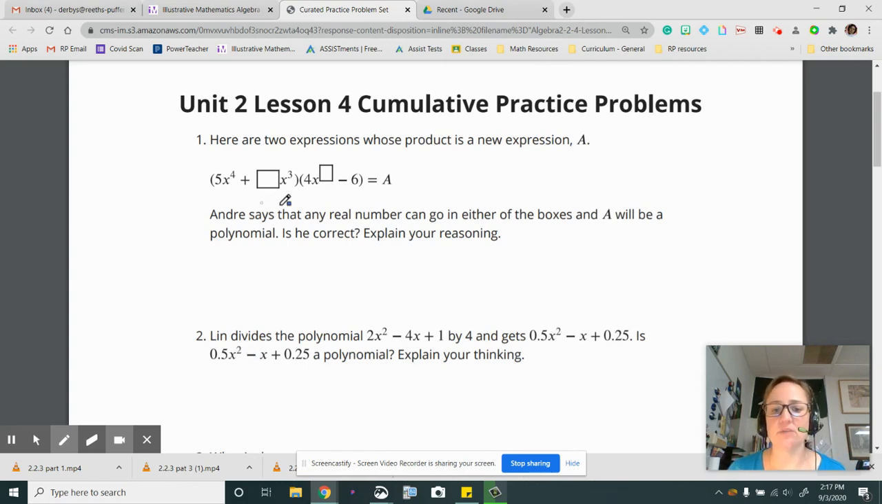We haven't really done much to define what a polynomial is or how we can tell if something is or isn't a polynomial. And so in this case, we have a couple expressions whose product is a new expression a. So we're multiplying two polynomials together to see what that resulting expression would be. And Andre is saying that any real number can go in either of the boxes, and a will be a polynomial, and whether he's right or wrong.